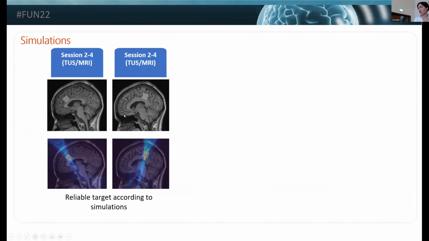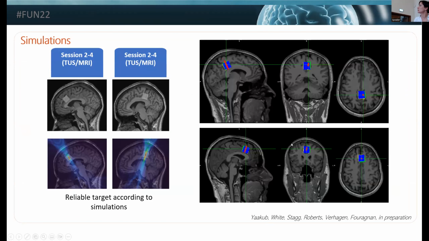This is just a result of how the MRS voxel and the acoustic field look on overlay on top of it. I don't know if you can see it, but maybe this image is a bit more clear. So this is the focal volume, which is greater than the full width half maximum, or -6 dB.